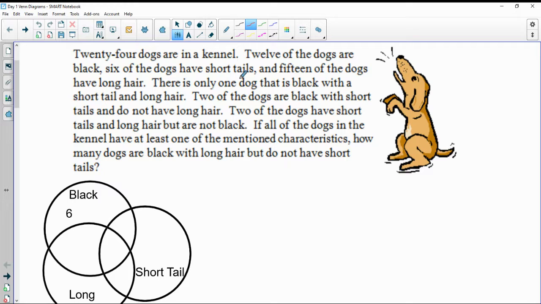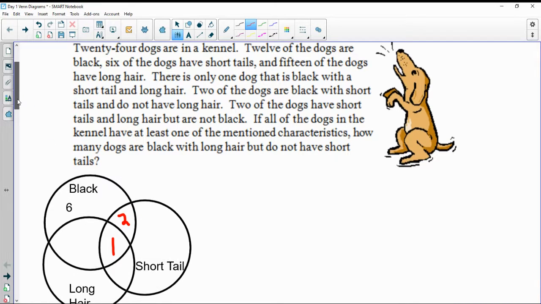So I'll have a total of 15 inside of this circle. Okay, it says there's only 1 dog that is black with a short tail and long hair. So there's only 1 dog that has all 3 things. The only part of the circles that has all 3 of them enclosed is right here. So only 1 dog has all of that. Now it says 2 of the dogs are black with short tails, but they don't have long hair. So we're looking for black and short tails. Those are here, but they said it doesn't have long hair. So 2 goes inside that little piece.